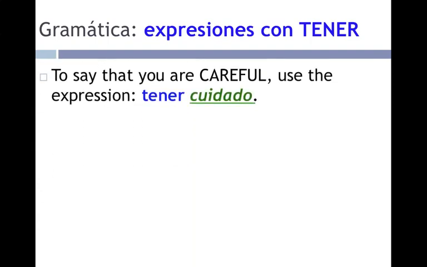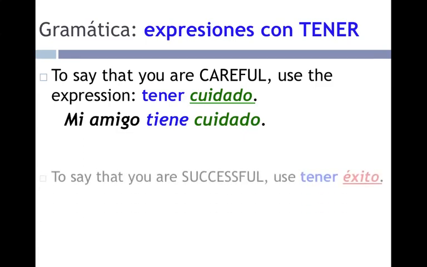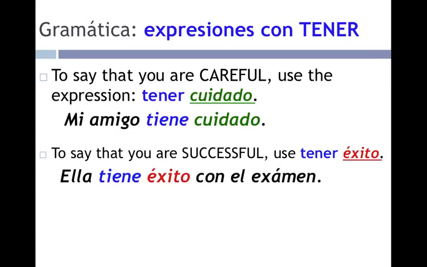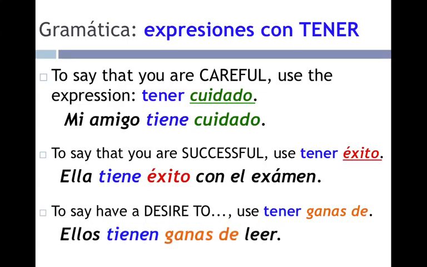To say that you are careful, use the expression tener cuidado. Repitan, mi amigo tiene cuidado. To say that you are successful, use tener éxito. Repitan, ella tiene éxito con el examen. To say that you have a desire to do something, use tener ganas de with the infinitive of the verb. Repitan, ellos tienen ganas de leer.